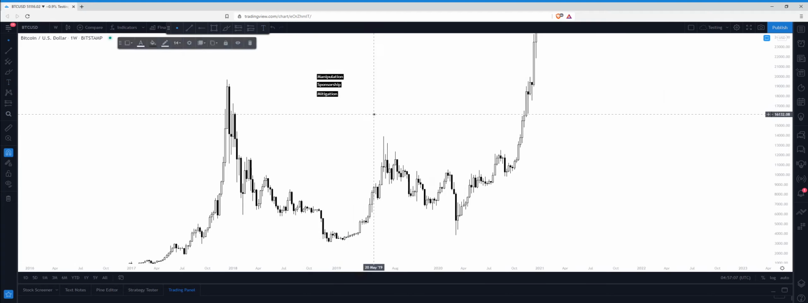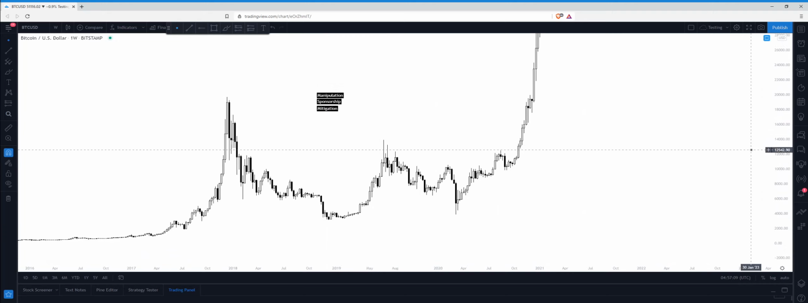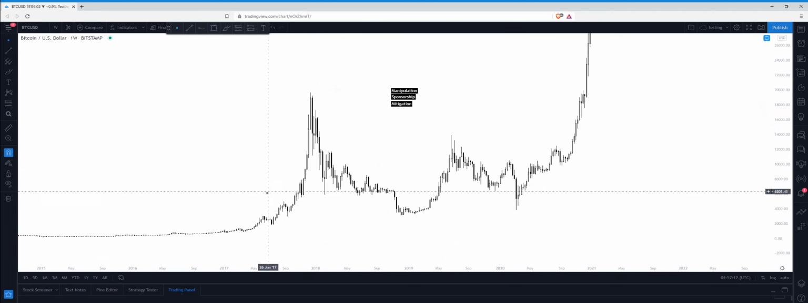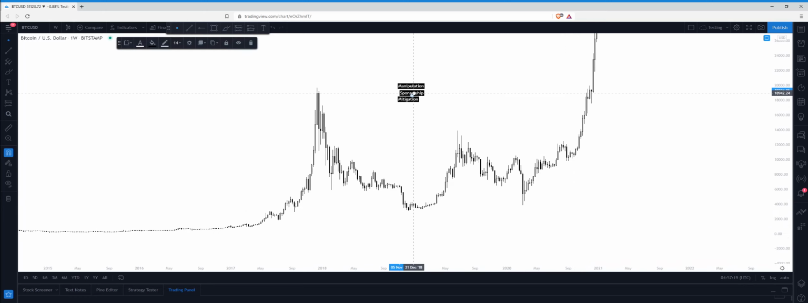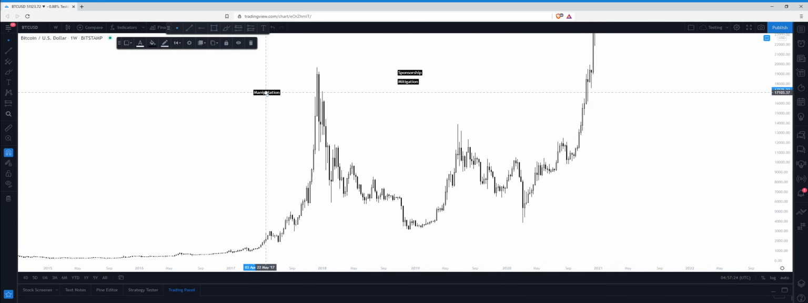Okay, so in this chart on Bitcoin, I will show you exactly how you could have taken advantage of the price action that you are seeing here, using the easy in, easy out strategy and applying these three concepts. So manipulation. Why is the market manipulated?